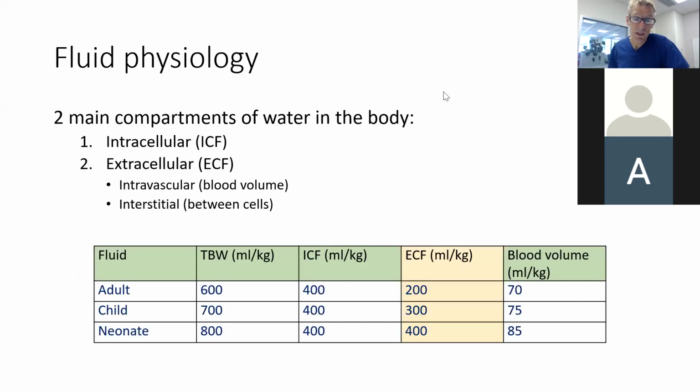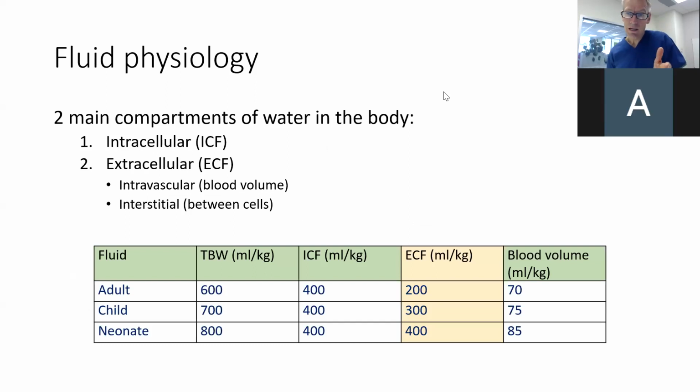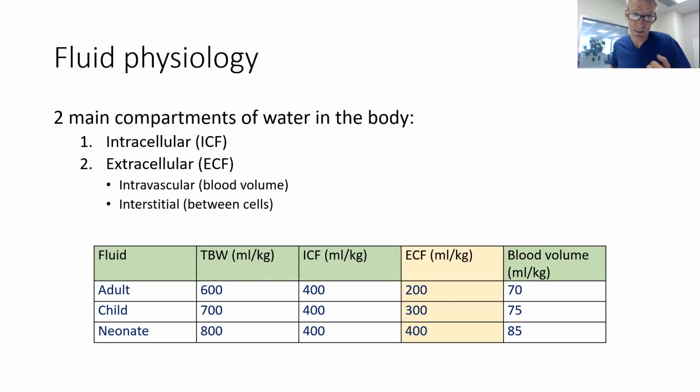But let's focus first on the physiology and then how to calculate fluid replacement in children who've got dehydration. As you know, there are two main compartments of the body, broadly speaking: the intracellular and the extracellular compartment. The extracellular compartment is the water that exists outside the cells. There's the intravascular compartment, so all the water within the blood vessels, and the water outside the cells and outside the blood vessels, which is the interstitial compartment.